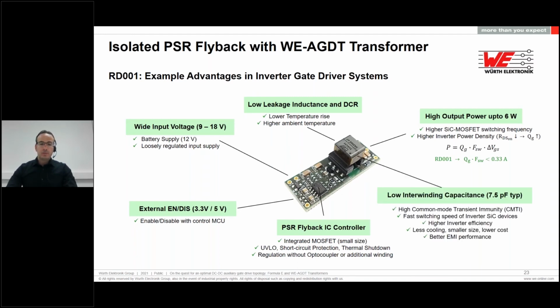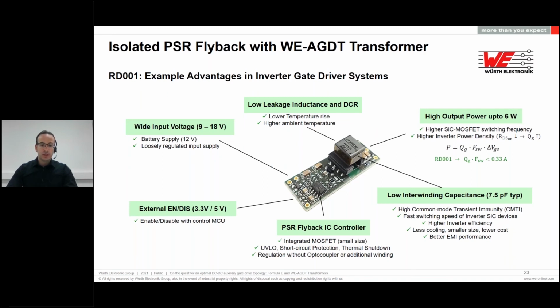Another very important parameter is the interwinding capacitance of the transformer. It has been designed very low, 7.5 picofarad. This allows for high common mode transient immunity. We will see in the next slide in a bit more detail what CMTI is. But high common mode transient immunity will allow the silicon carbide devices to switch faster, which will mean that the switching losses will be lower and we can achieve higher efficiency in the inverter.